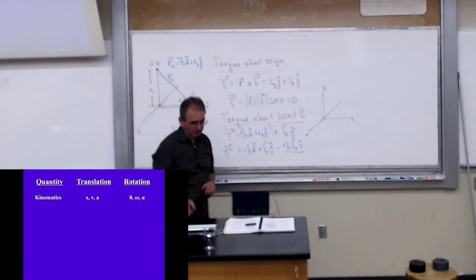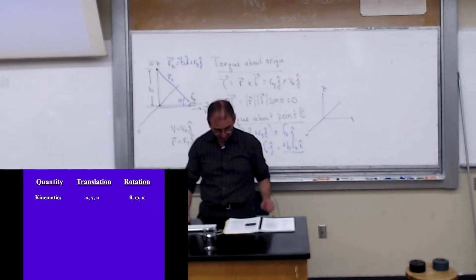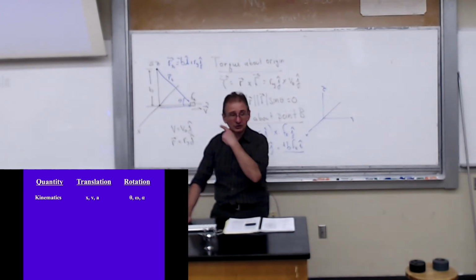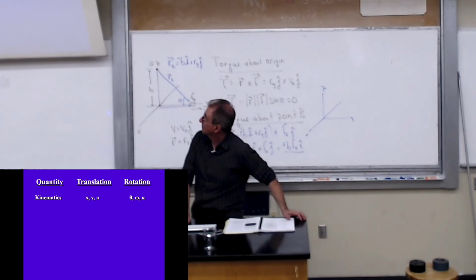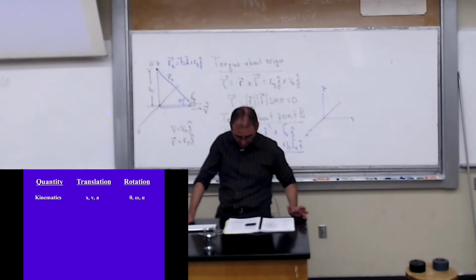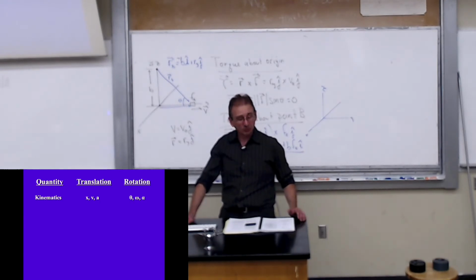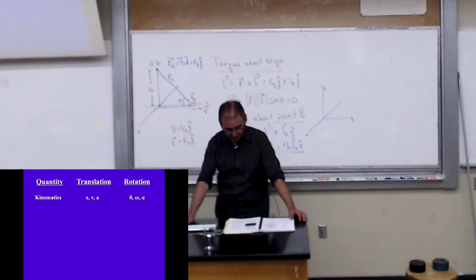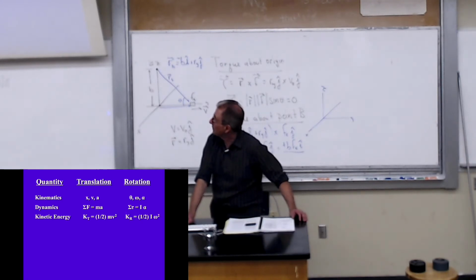I want to introduce to you another concept. And like I said before, I'm going to show you slides that look like this to draw the analogy between translational and rotational motion. For kinematics, we had x, v, and a for translational motion, theta, omega, and alpha for rotational motion. For dynamics, we have Newton's second law for translational motion, and then we have the analogy to it, the sum of the torques equal I alpha for rotational motion. We also had equations for translational kinetic energy and rotational kinetic energy. What about momentum?